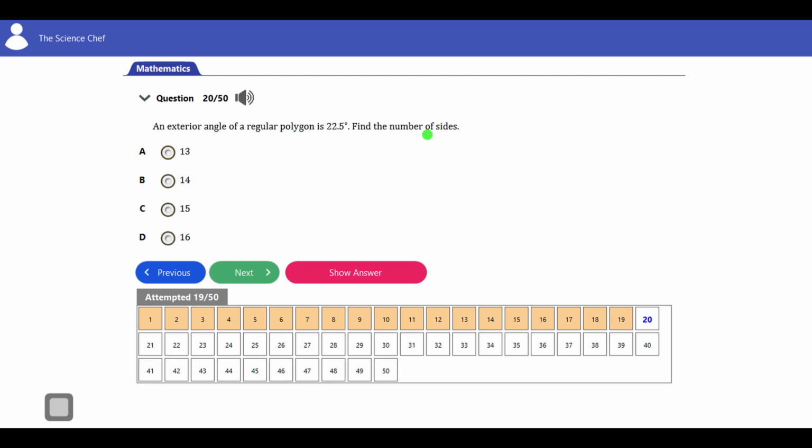So this one now, the number of angles will determine the number of sides that are present in the polygon. So to get the total number of sides present in the polygon, we're going to divide 360 by 22.5, and if you do that, you will get option D. That's 16.